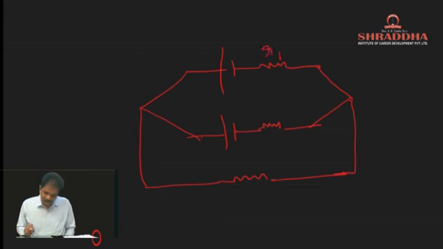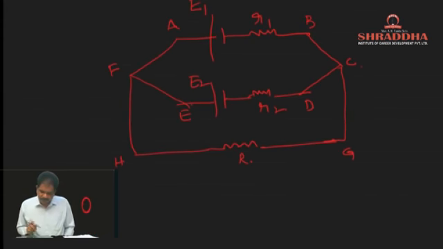Let us assume this resistance is R1, this is R2, this EMF is E1, this EMF let it be E2, and this resistance let it be R. So here take A, B, C, D, E, F, G, H. So how to apply Kirchhoff's second law for this? We'll consider the loop A, B, C, G, H, F, A. This is the first loop.